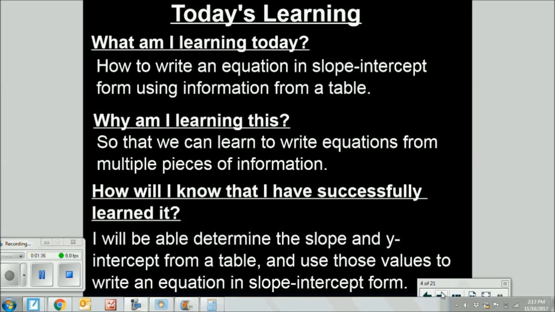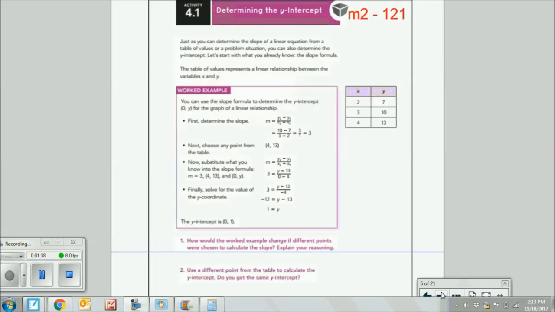Okay, so let's jump in here. Today we're going to be on page 121. So I'm going to give you a few seconds. M2 121. Alright, so hopefully we are on page 121.